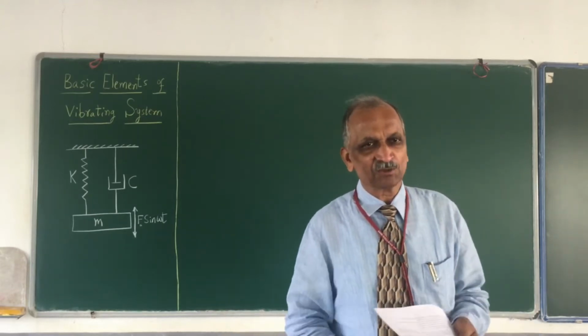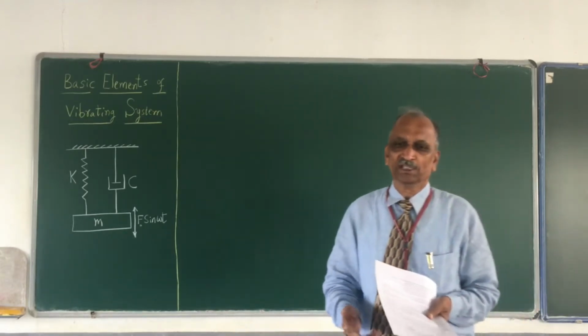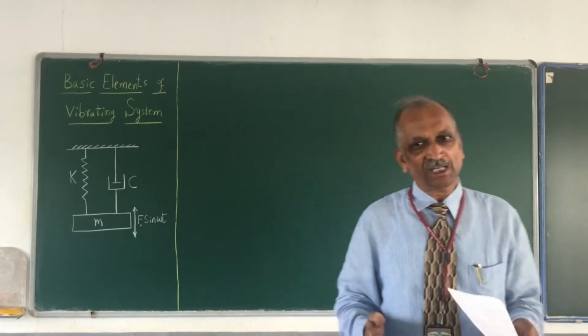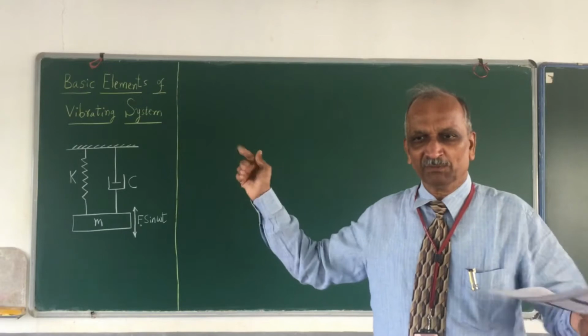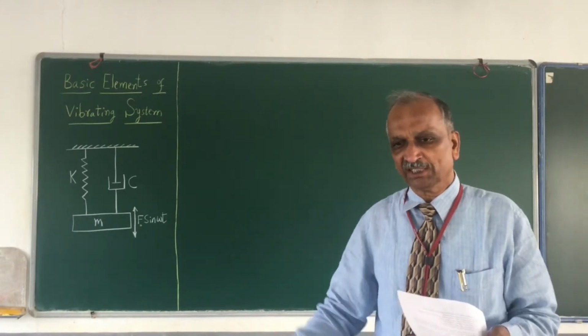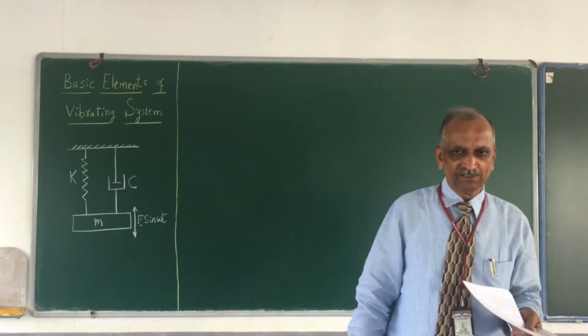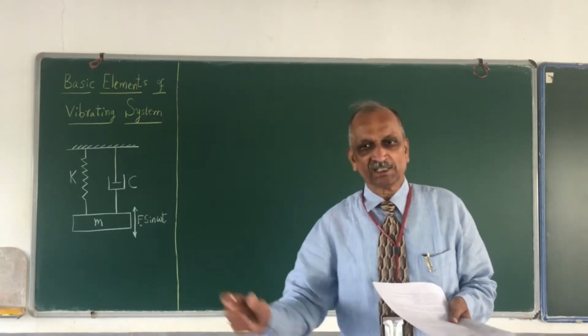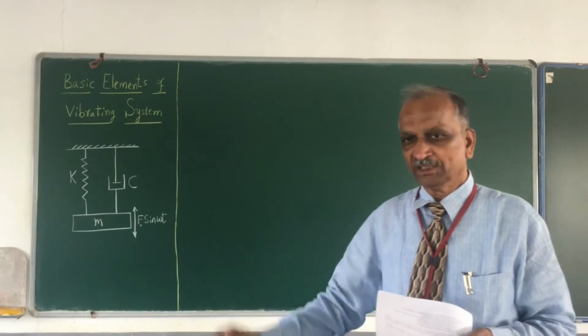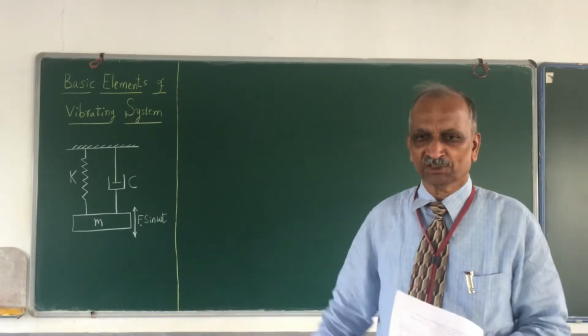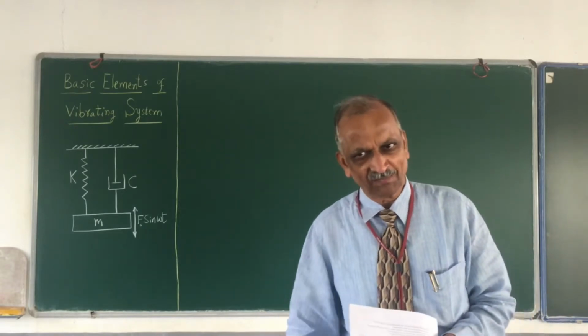So we have discussed one type of periodic motion, that is simple harmonic motion. Mathematically we stated it as x equal to a sine of omega t. So x is the displacement, a is the amplitude, and omega is the frequency, and t is any time starting from 0 seconds onwards.